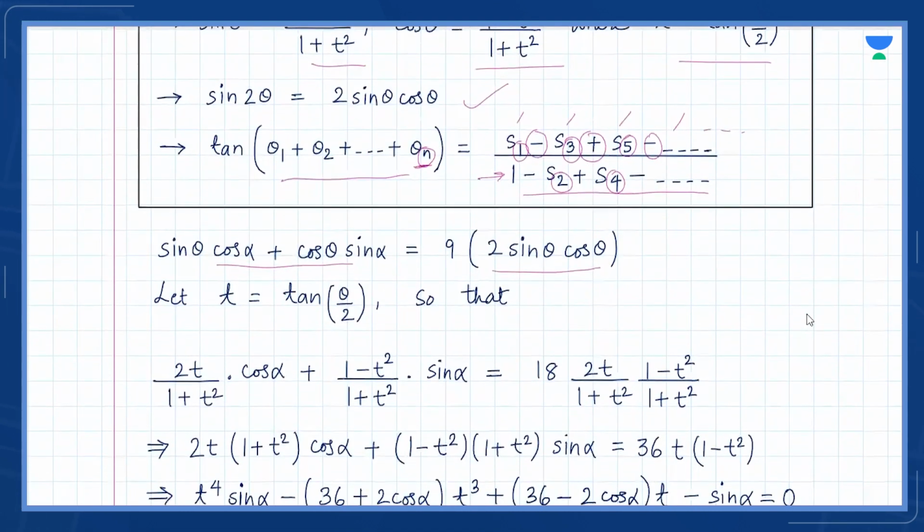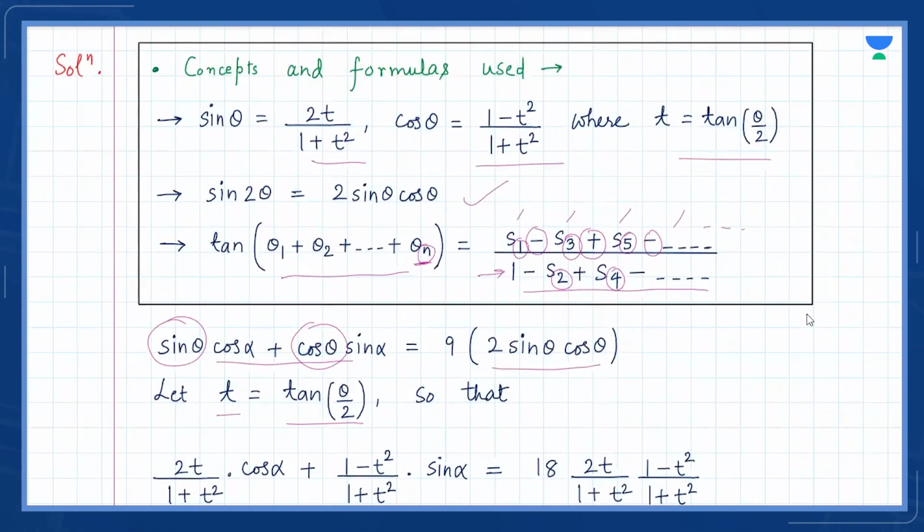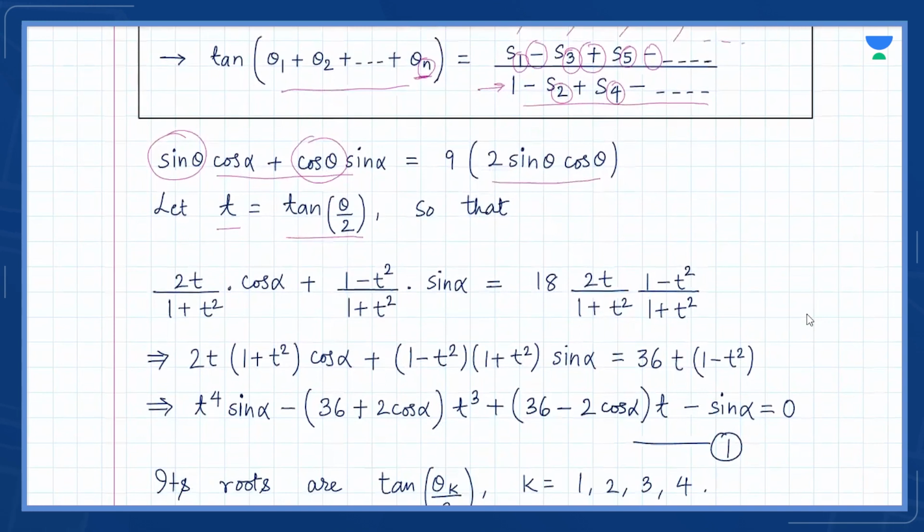Now what we'll do is, we'll let t is equal to tan of theta by 2, and we'll write sine theta and cos theta in terms of small t, just like we have learned in the formulas. So that way the given equation becomes completely in terms of t as written here. Okay, because sine theta and cos theta we have written in terms of t.